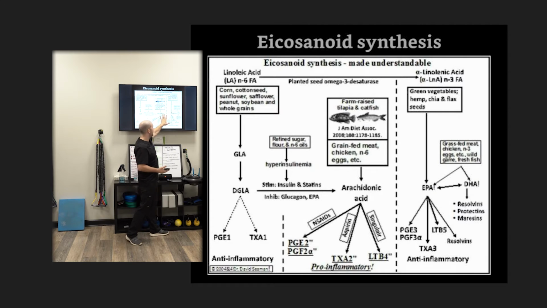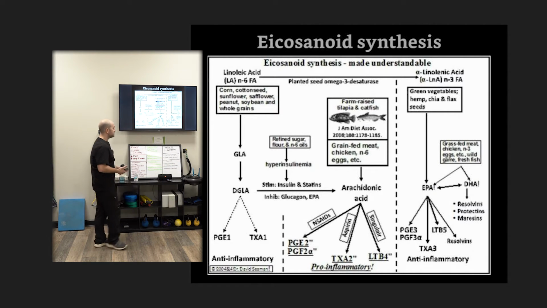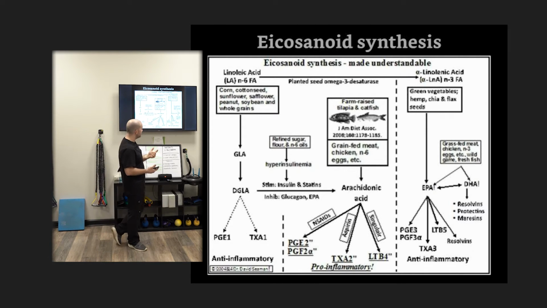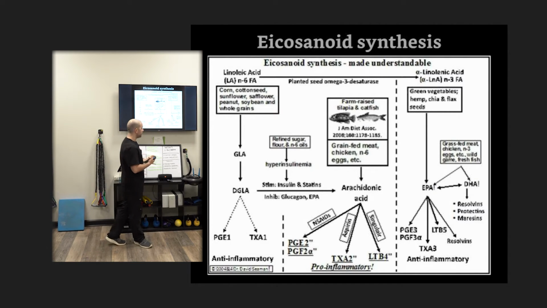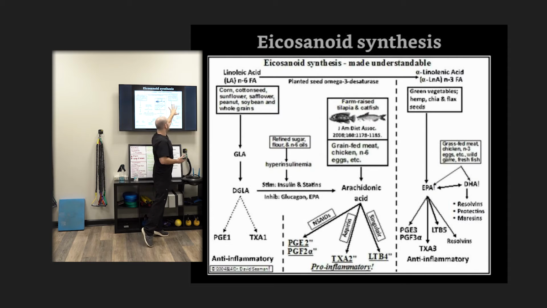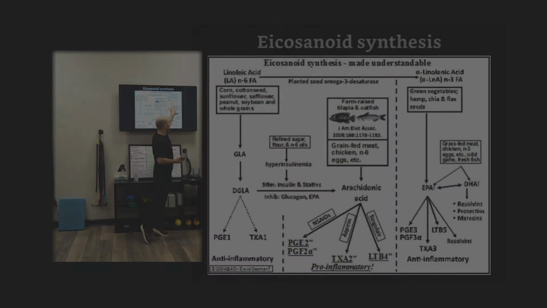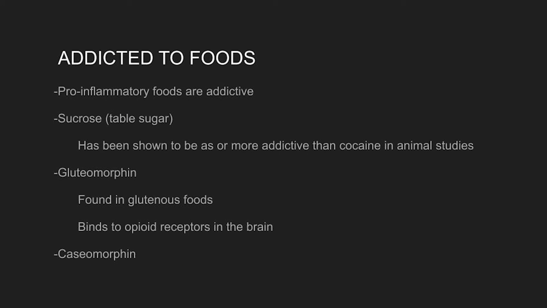Now on the flip side of that, over here is our omega-3 fatty acids. So green vegetables, hemp seeds, chia seeds, flax seeds, grass-fed meat, chicken, omega-3 fatty acid eggs, wild game, fresh fish. All of these things are going to be over on the omega-3.